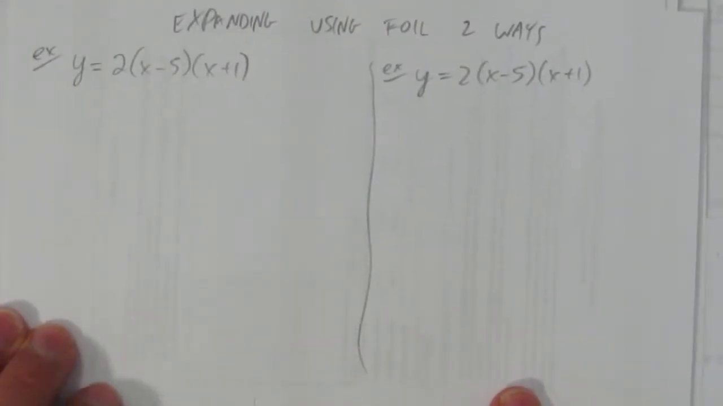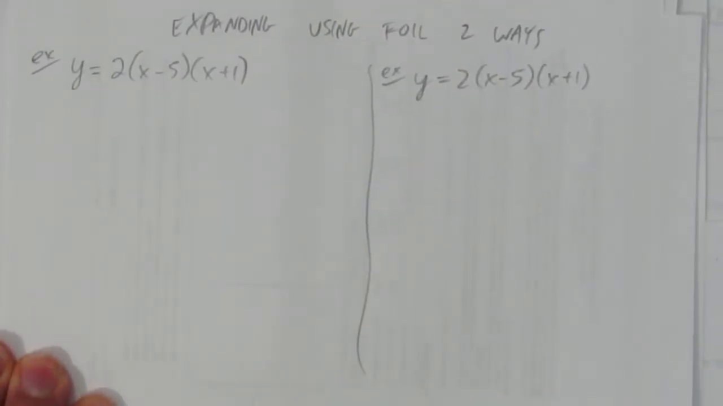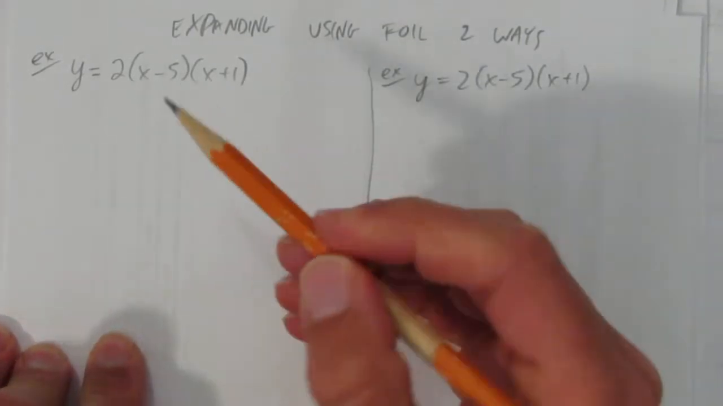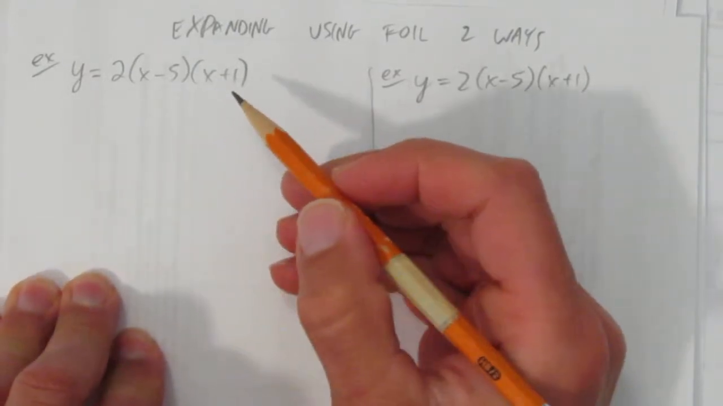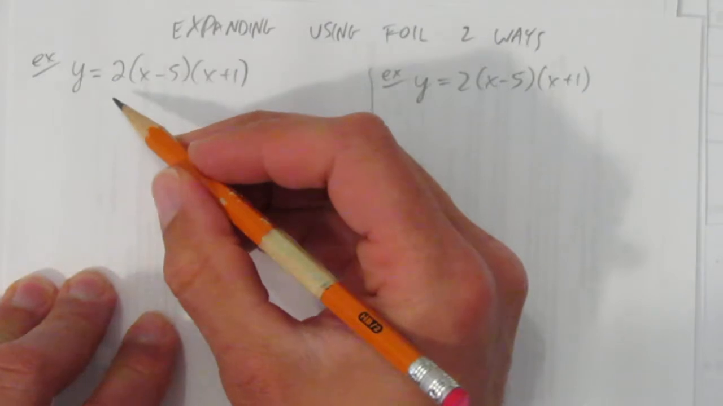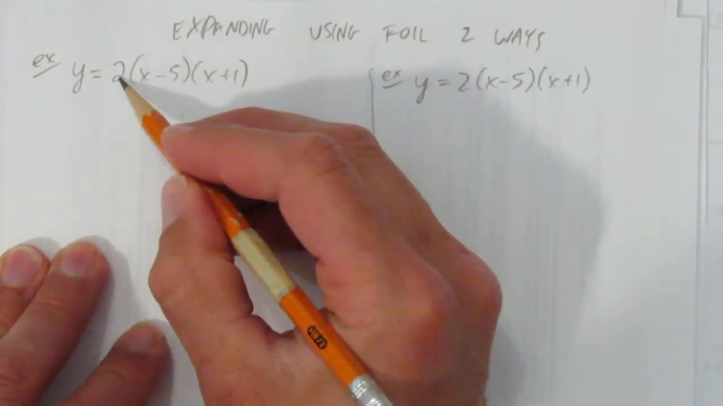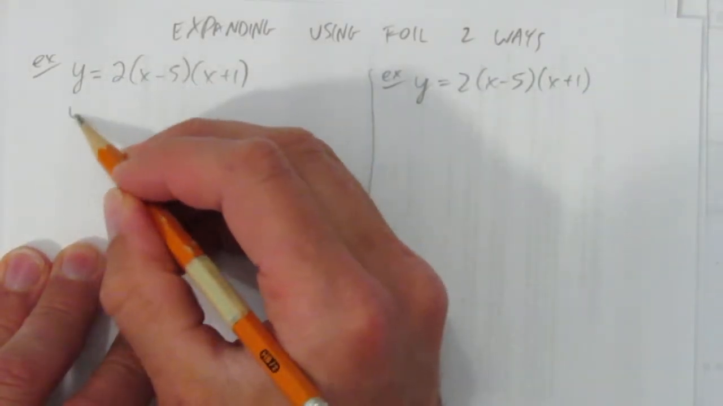In this video, we'll look at expanding using FOIL in two different ways. So it's the same question both times. The question is y equals 2 times (x minus 5) times (x plus 1). The first way we're going to do is we're going to rainbow or distribute this 2 into the bracket.